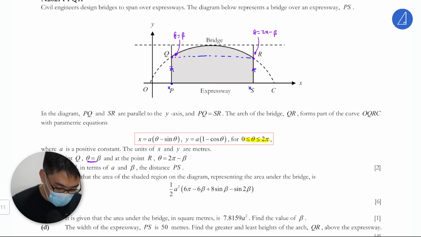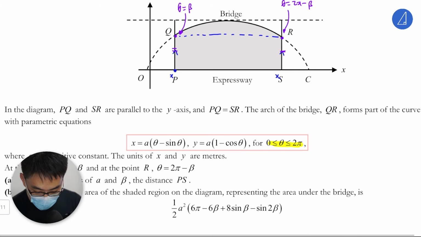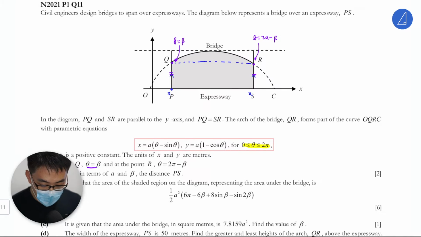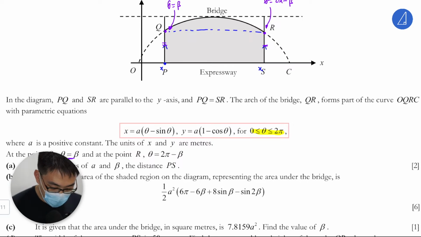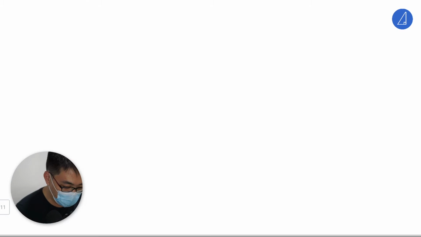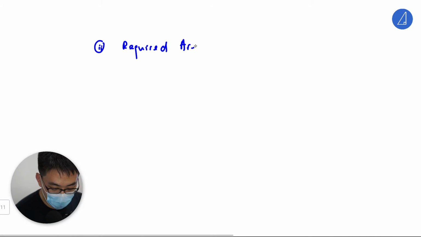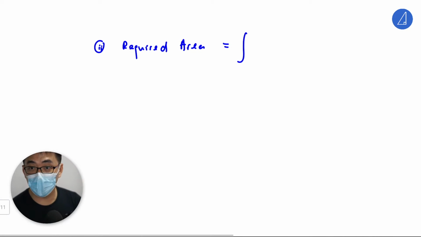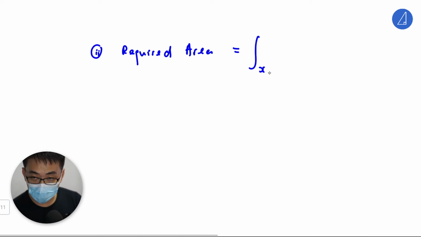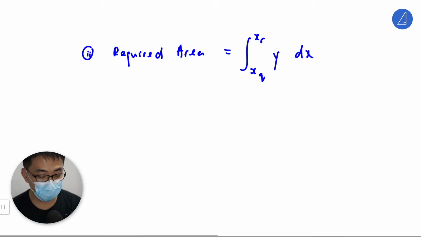If you're confused, the area that you're required is this area, the shaded region representing the area, right? Now what you need to know is there's no such thing as a parametric equation integral. What you do in secondary school, you will do for this required area. It's just that this is from xq to xr of y dx. Am I right?